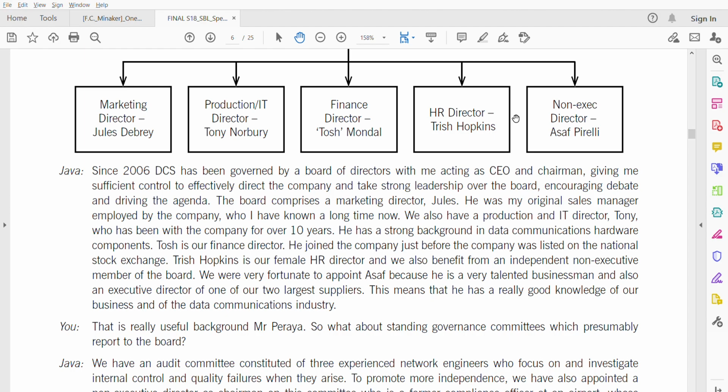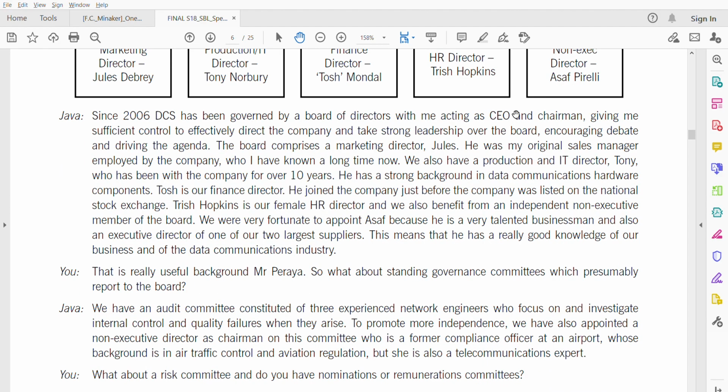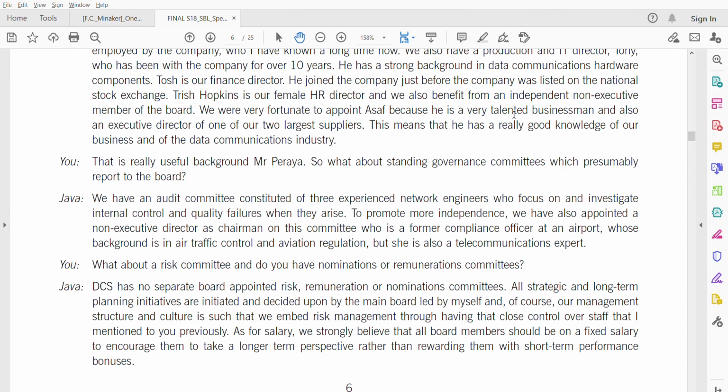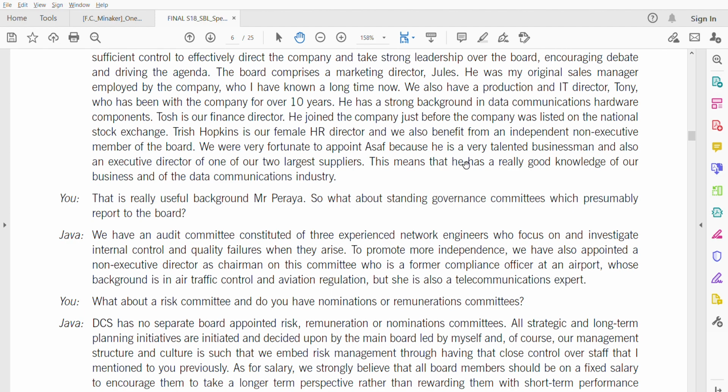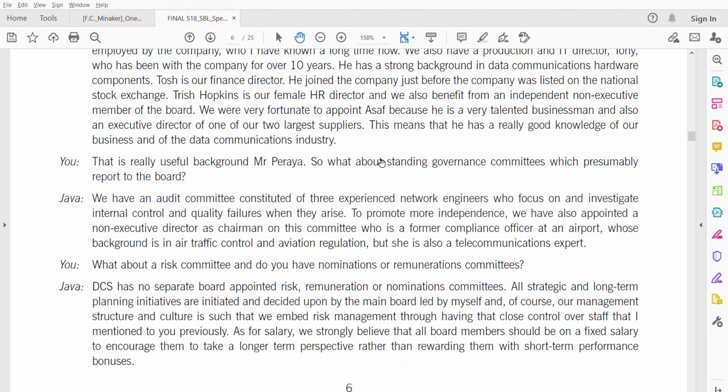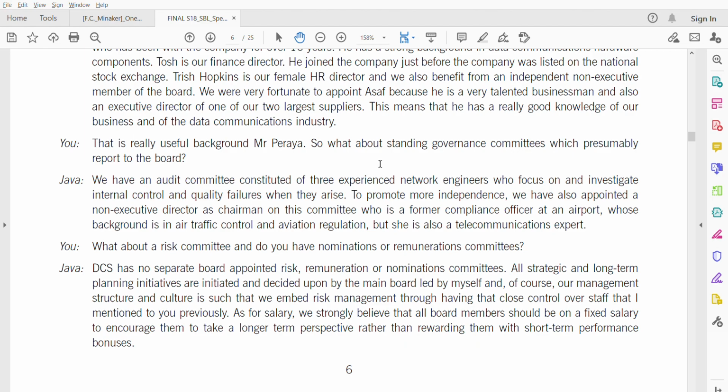And this is just 20% non-executive director. So something is not right with the corporate governance, right? Where were we? Okay. This means that he has a really good knowledge of a business and a data communication industry. Okay. So that is really useful background, Mr. Priya. So what about your standing corporate governance committees, which presumably report to the board?